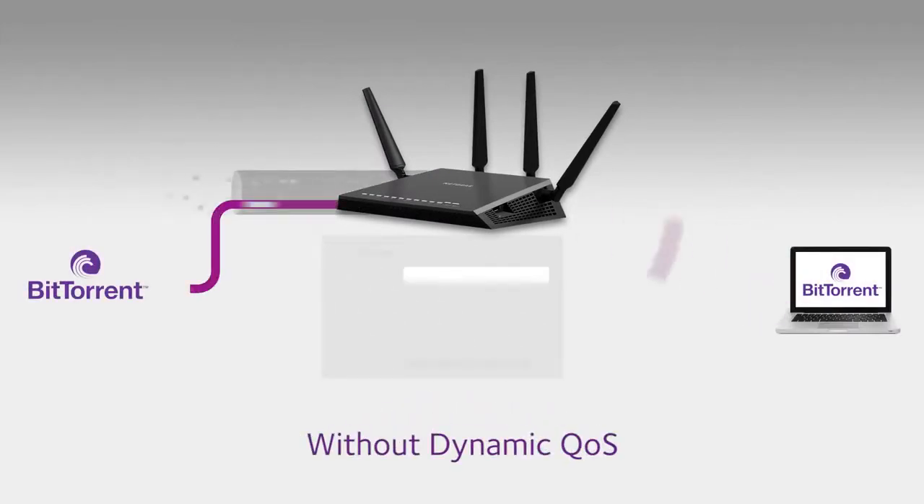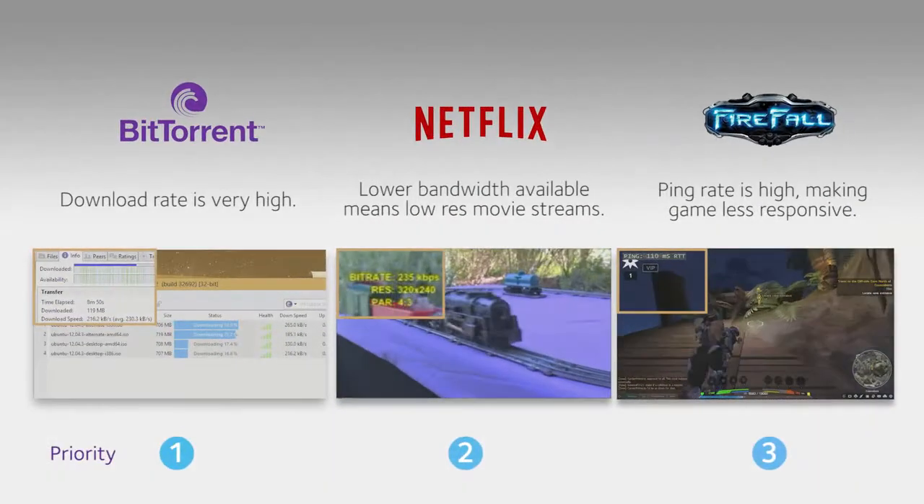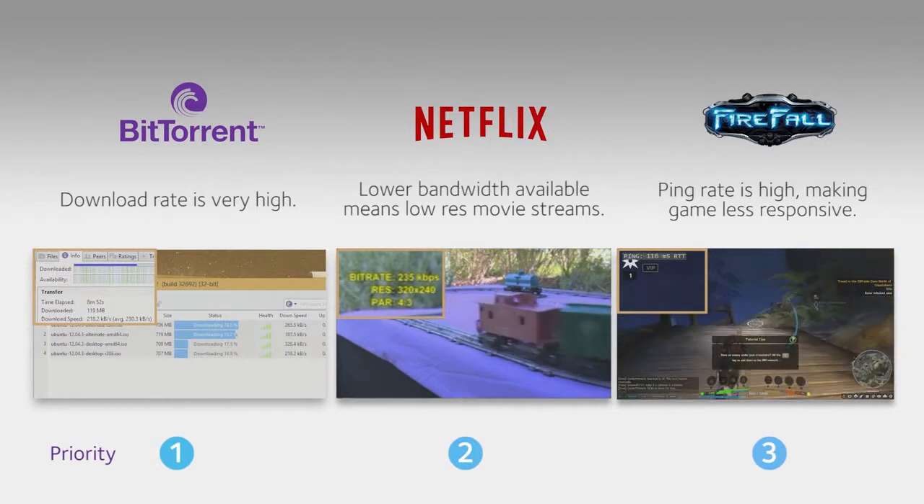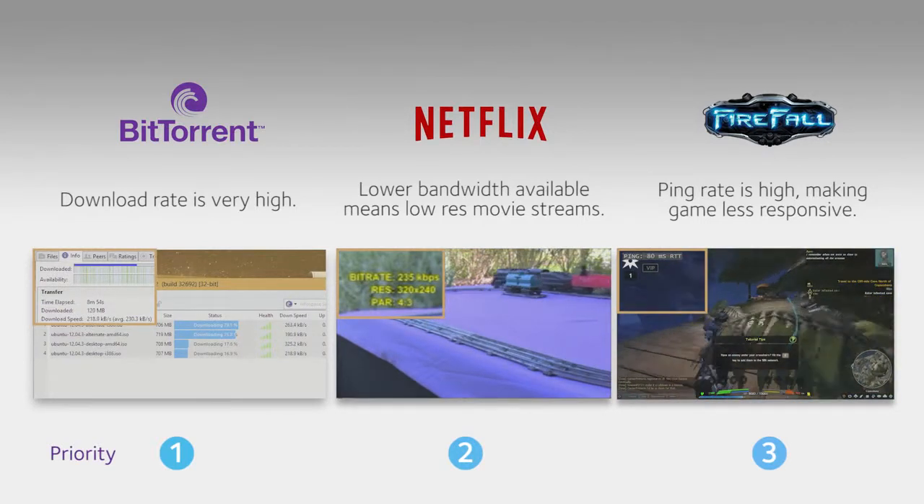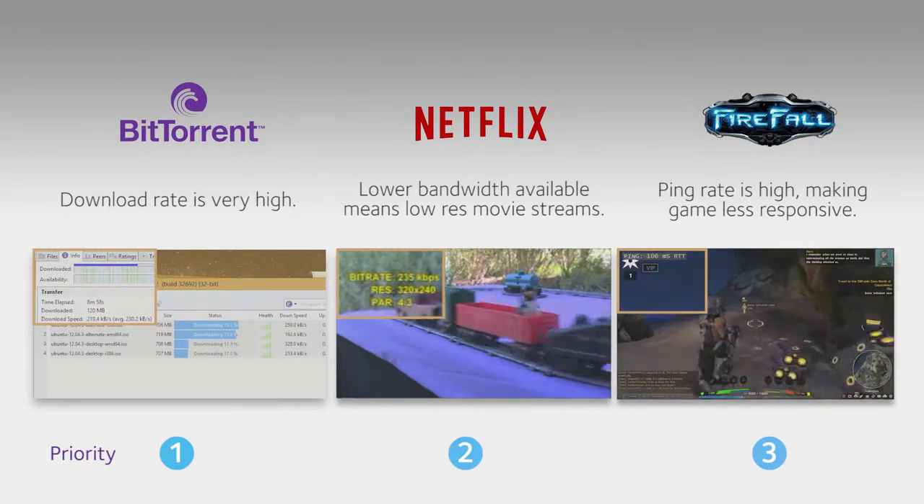Without QoS, or by not turning on QoS, a router allocates bandwidth on a first-come, first-served basis. This can affect your experience when lots of devices connect and applications are started. In this example, the majority of the internet bandwidth is taken up by a BitTorrent download. Netflix viewing and online gaming suffer.